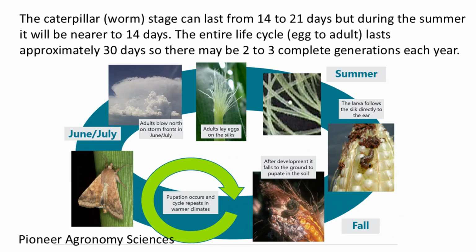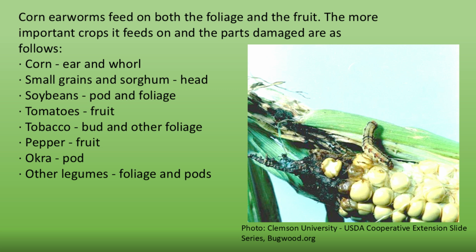The caterpillar worm stage can last from 14 to 21 days, but during the summer it will be near to 14 days. The entire life cycle, egg to adult, lasts approximately 30 days, so there may be 2 to 3 complete generations each year. Corn earworms feed on both foliage and the fruit.